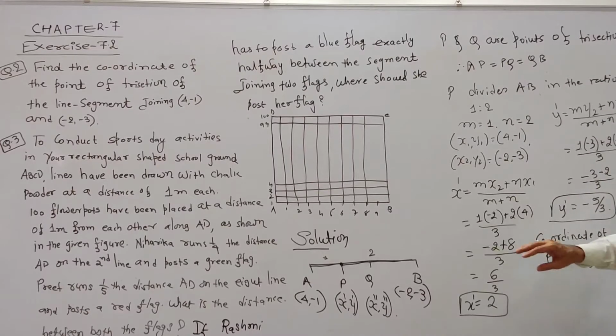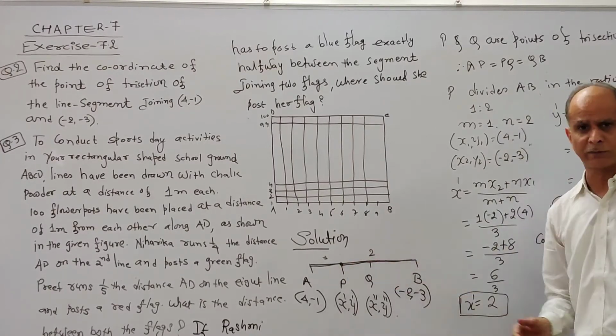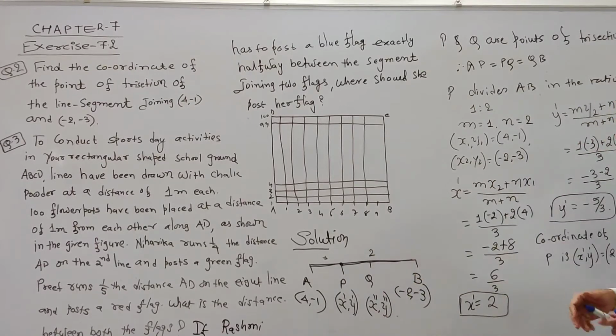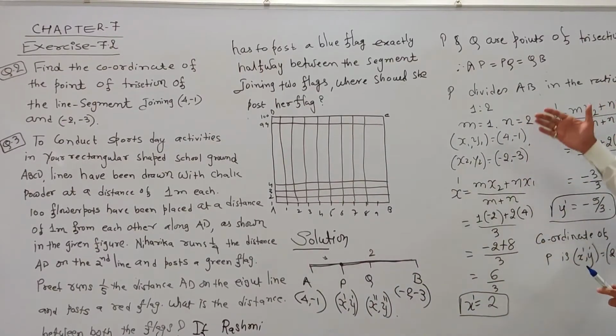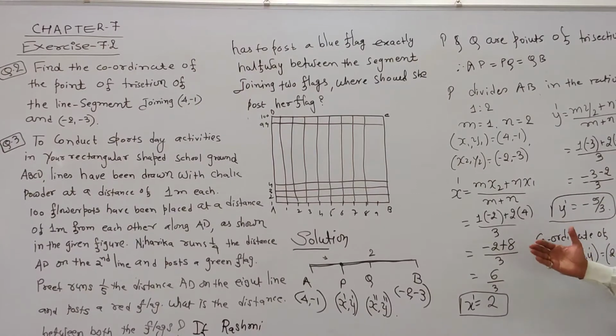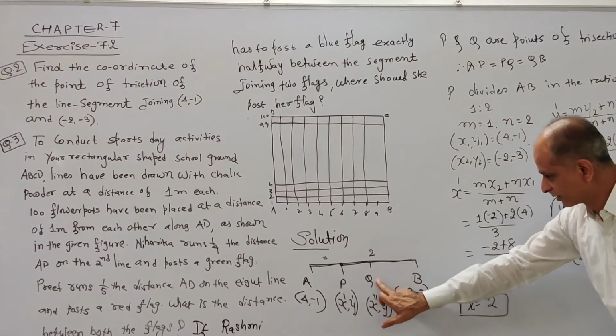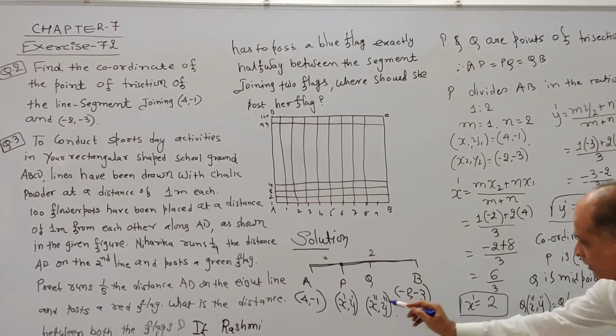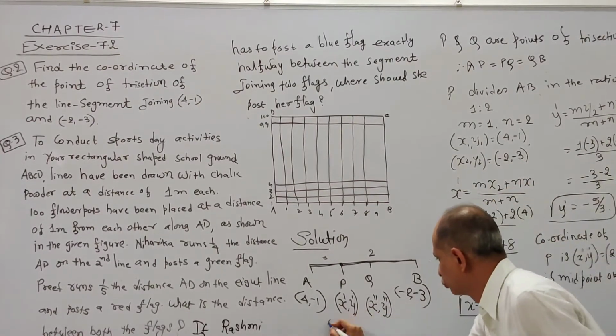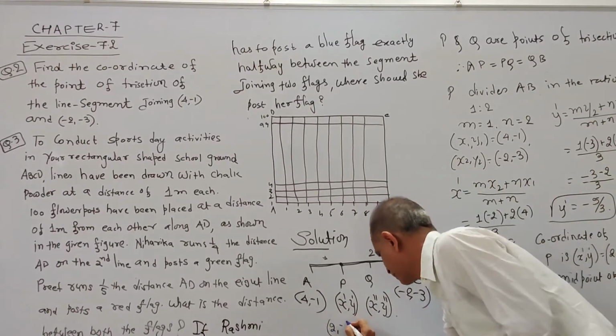Well, now here you have to find out the points of trisection. Here there are two points which divide the line segment into three equal parts. So here you have to find out the coordinate of Q. But from this you can say one thing, the Q is a midpoint of PB. So first of all we have used section formula. Now let us use midpoint formula to find out the coordinate of Q. So Q is midpoint of PB. Therefore Q (x double dash, y double dash) is equal to, here (x dash, y dash) means (2, minus 5 by 3).